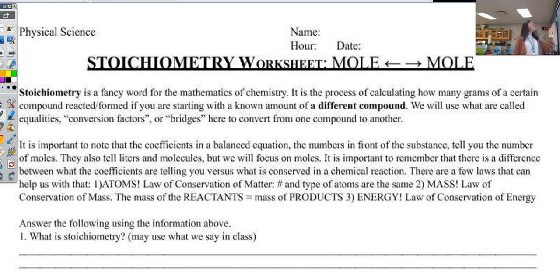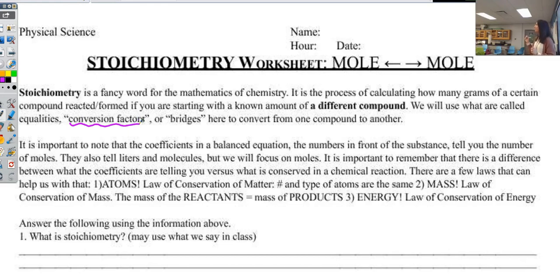It says it's a fancy word for the mathematics of chemistry, and it's the process of calculating, if you know how many grams you're starting with, how much of a product or how much of another reactant you have. You can go forward or you can go backwards when you're doing stoichiometry. It says we're going to use what are called equalities or conversion factors.